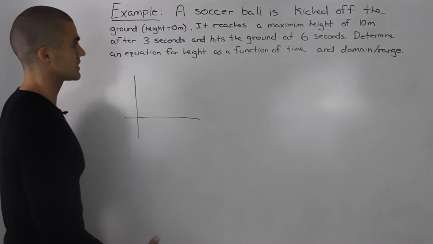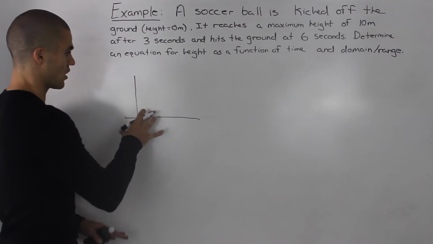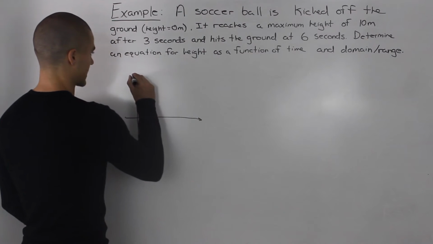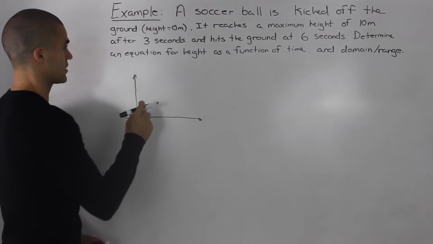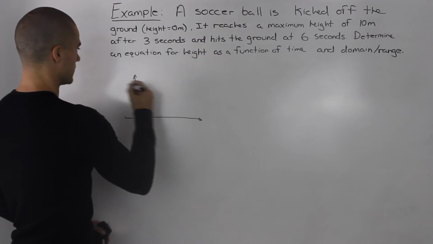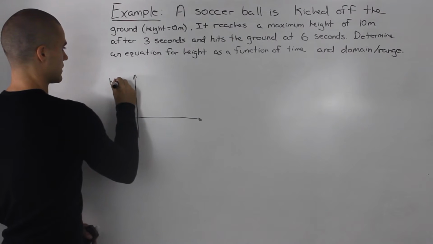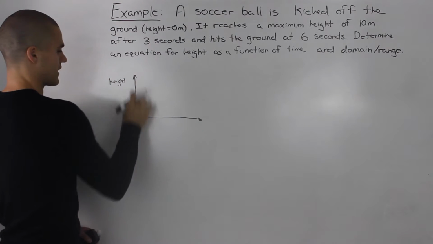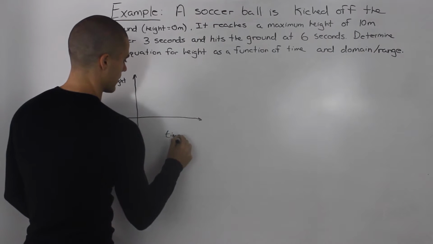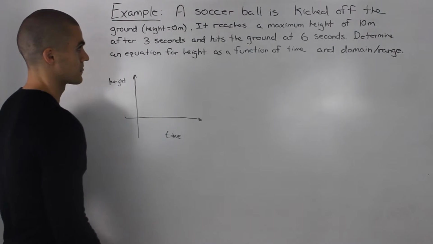So the first thing I always like to do with a question like this is start off with a diagram. And let's label what the x-axis and the y-axis would be. We're determining an equation for height as a function of time. So we know that height is the dependent variable and time is the independent variable, or the x-axis.